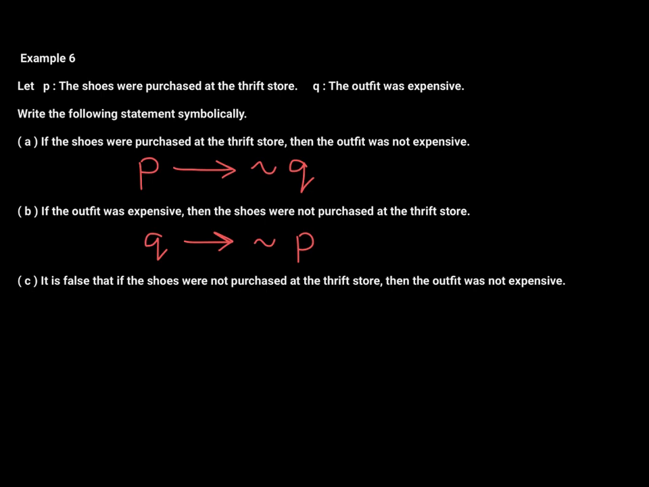It is false that. All right, that's a negation, everybody. It is false that. I think we need to open up a set of parentheses because they're about to tell us what we want to negate. It is false that, if the shoes were not purchased at the thrift store, that means not P, then the outfit was not expensive. So that means not Q. Close the parentheses there. So the negation of if not P, then not Q. All right, cool. Let's try another.